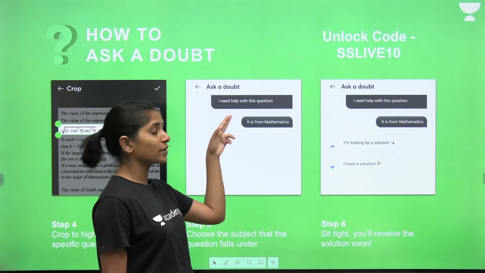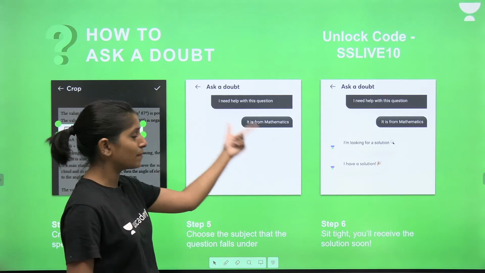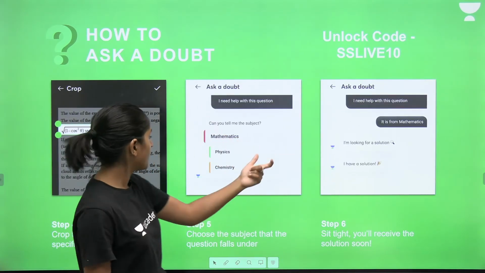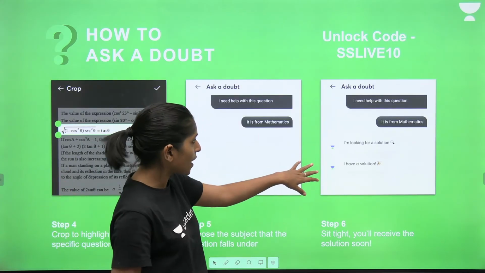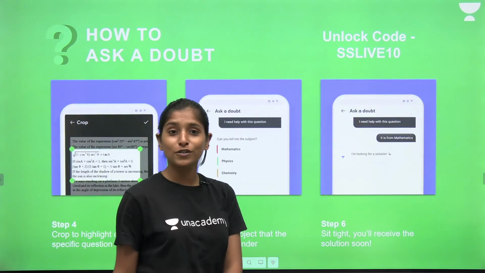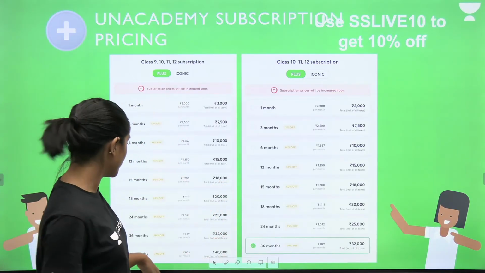Apart from that, you can choose the category where the question falls under. Whether the question is of maths, science, chemistry, or physics, you can actually choose the subcategory. Apart from that, all you have to do is wait till the time you receive the solution. So it's a very cool feature.